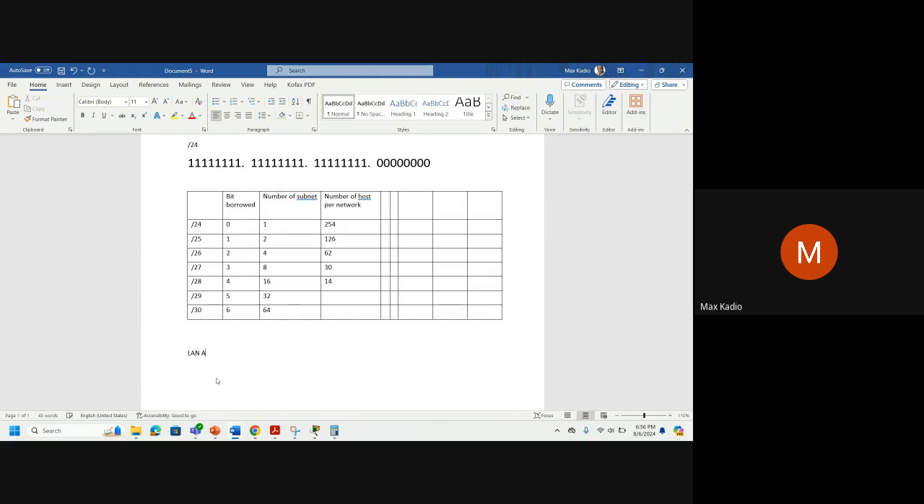LAN A, 100 hosts. It means it's /25. So I clean here, I say with /25, we get a maximum of 126 hosts.